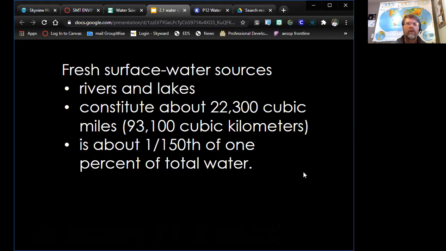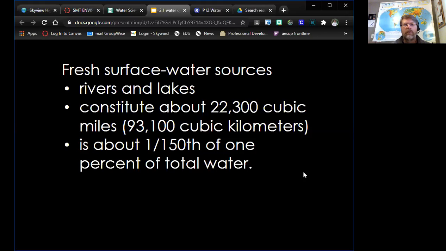All right, so if we look at those freshwater surface sources, the rivers and lakes, okay, remember there's a lot more in lakes than there is in rivers, but still, if we took a mile by a mile by a mile and filled it with water, we'd have 22,000 cubic miles of water, or 93,000 cubic kilometers of water, which means if we are good about conserving it and using it and keeping it clean, then we should have more than enough water for all of our human needs and all of the fish and all the other things that we rely on to live in these habitats.